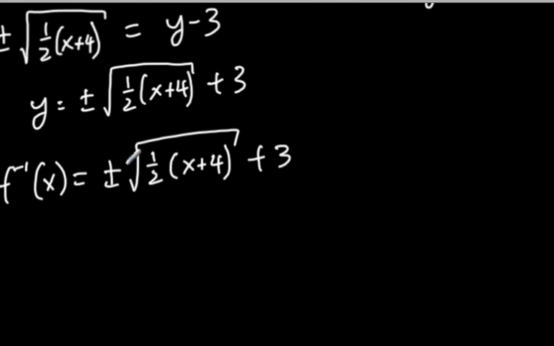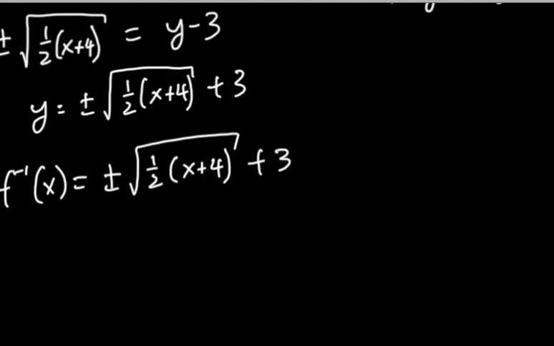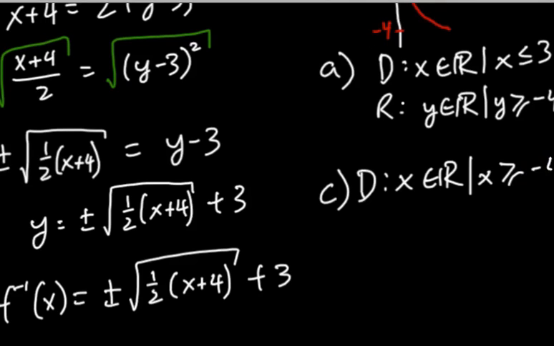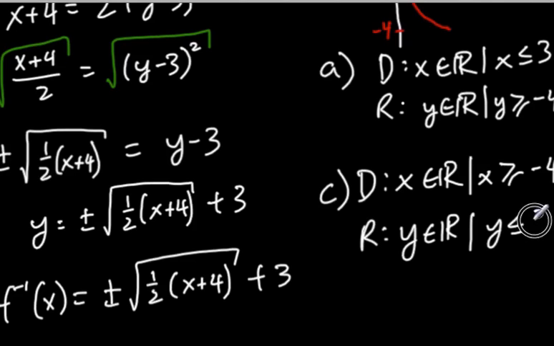Now we're going to determine whether it's plus or minus, because only one of them can fit. We'll do that in a second. But first what we need to do is find out what the domain and range of the inverse function will be. So remember that the domain of the inverse function is the range of the original function. So this is basically x is an element of reals, and x is greater than or equal to negative 4. And the range of the inverse function is the domain of the original function. So y is an element of reals, and y is less than or equal to 3.